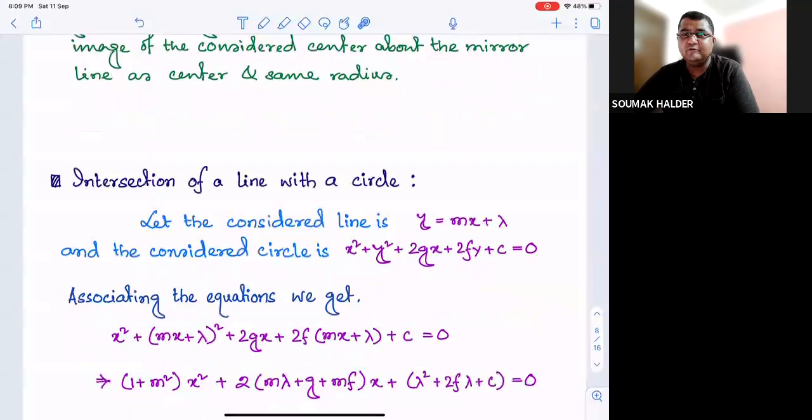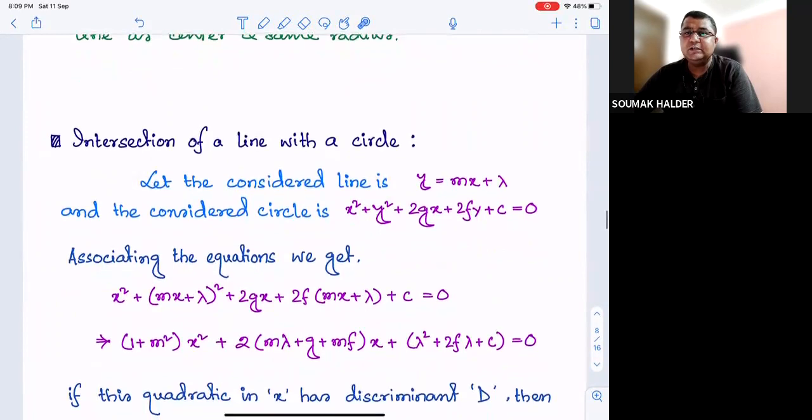Like over here, we have got 1 plus m square into x square plus 2 into m lambda plus g plus mf whole into x plus lambda square plus 2f lambda plus c is equal to 0. So whatever constant coefficients are appearing, we need not look into that. The basic matter of the fact, once we go through this substitution and through association of the equation, we are getting reduced to a single variable quadratic.